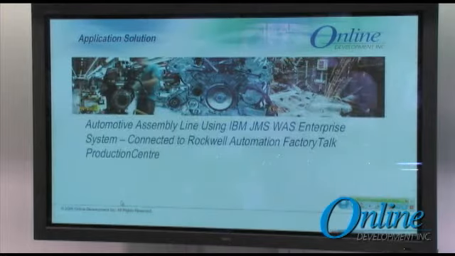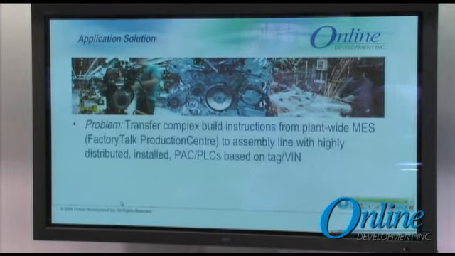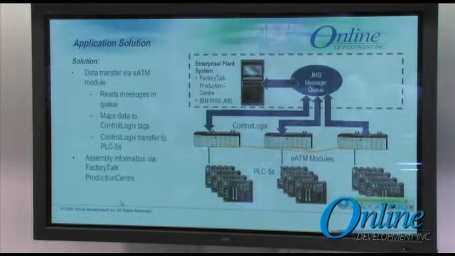Let me tell you about another application. This one uses reliable messaging using JMS type messaging. And this is an automotive application where we have essentially the T Manager connected to a JMS queue and connected to Rockwell Automation's FactoryTalk Production Center. So here's the problem. We want to transfer complex build instructions from the plant-wide FactoryTalk Production Center right to the assembly line and utilize that data in the manufacturing process. And you can see here's how we put this together.